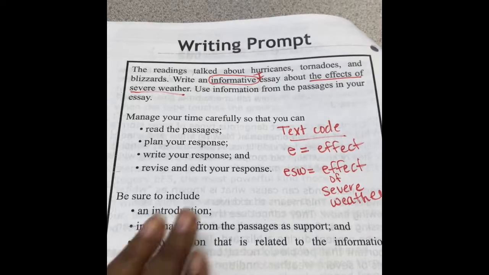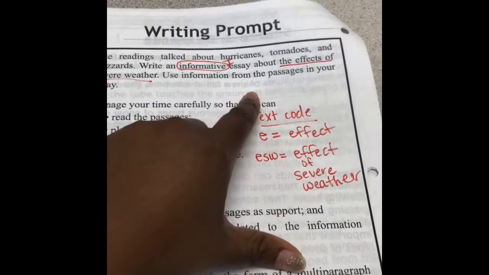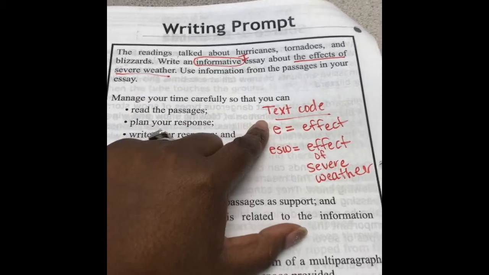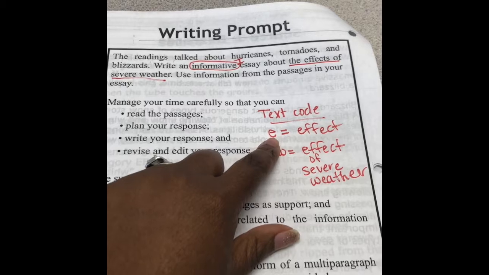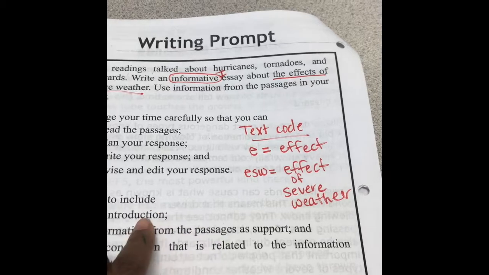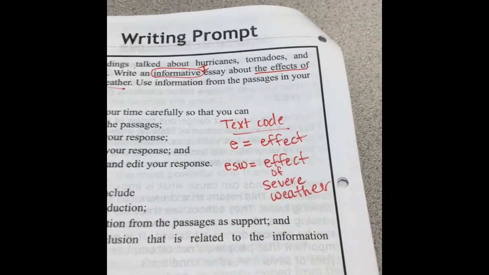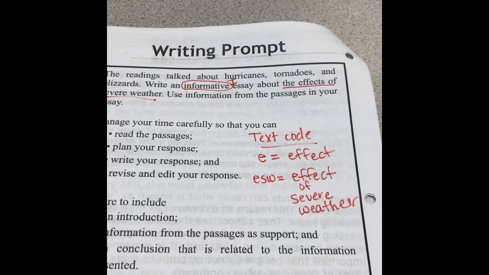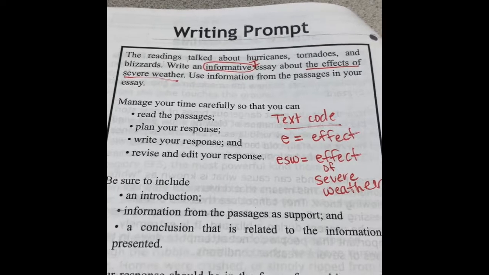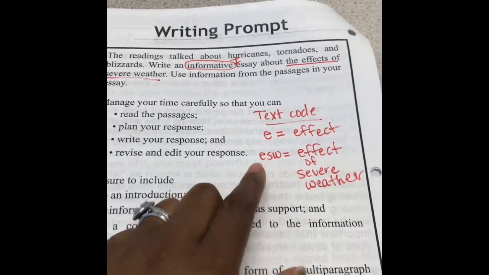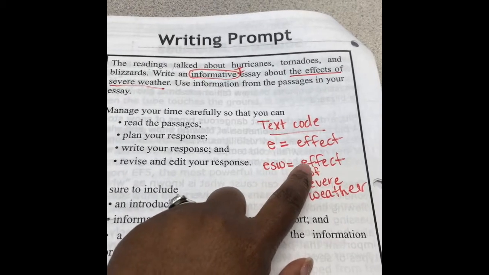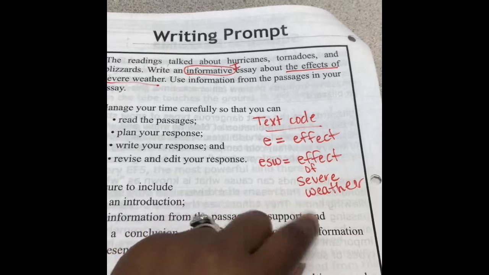from the text. So now that we know what we're looking for, we create our text code based on the writing task. So our text code here, the students told me, could either be E for effect. Whenever we see an effect, we're going to underline it and put an E next to it, and that signals to us that that's a detail that shows the effects of severe weather. Or the other option they gave me was ESW, which they said means the effect of severe weather.